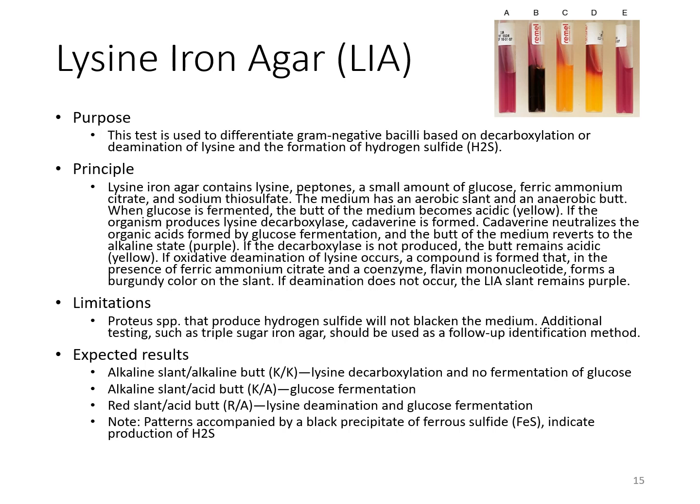The lysine iron agar is used to differentiate gram-negative bacilli based on their ability of decarboxylation or deamination of the lysine, and their ability to form hydrogen sulfide, or H2S. This agar is made into a slant. It actually contains the lysine within the agar. And so with this slant, you've created an aerobic environment up top, and the bottom is an anaerobic environment.